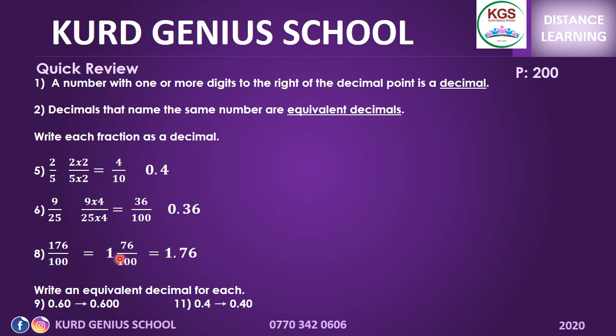Since the denominator is 100, that means the fractional part of the decimal number is also in the place of hundredths. We have 2 digits at the top, so we don't have any problem. The number is 1 and 76 hundredths. Write an equivalent decimal for each. It's very easy, just add a 0. We have 60 hundredths, make it 600 thousandths. We have 4/10, make it 40 hundredths. That's it.